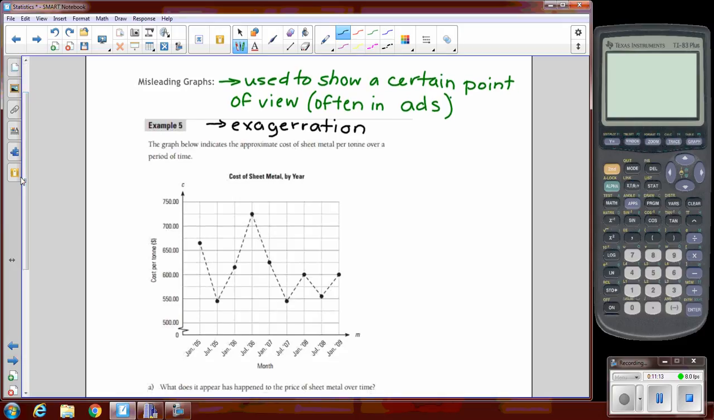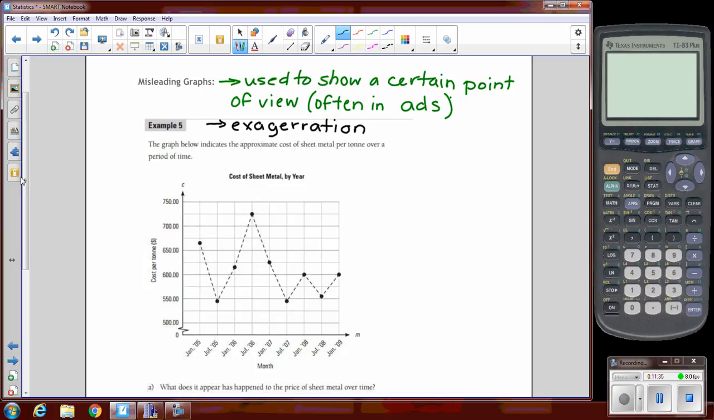And another way to talk about it, misleading graphs often exaggerate data. They make things look better than they are, or they make things look worse than they are. So if you're advertising, you try to make your competitor look worse by showing a very misleading graph. We're going to examine the cost of sheet metal by year in two different graphs, and look and see exactly how they differ.